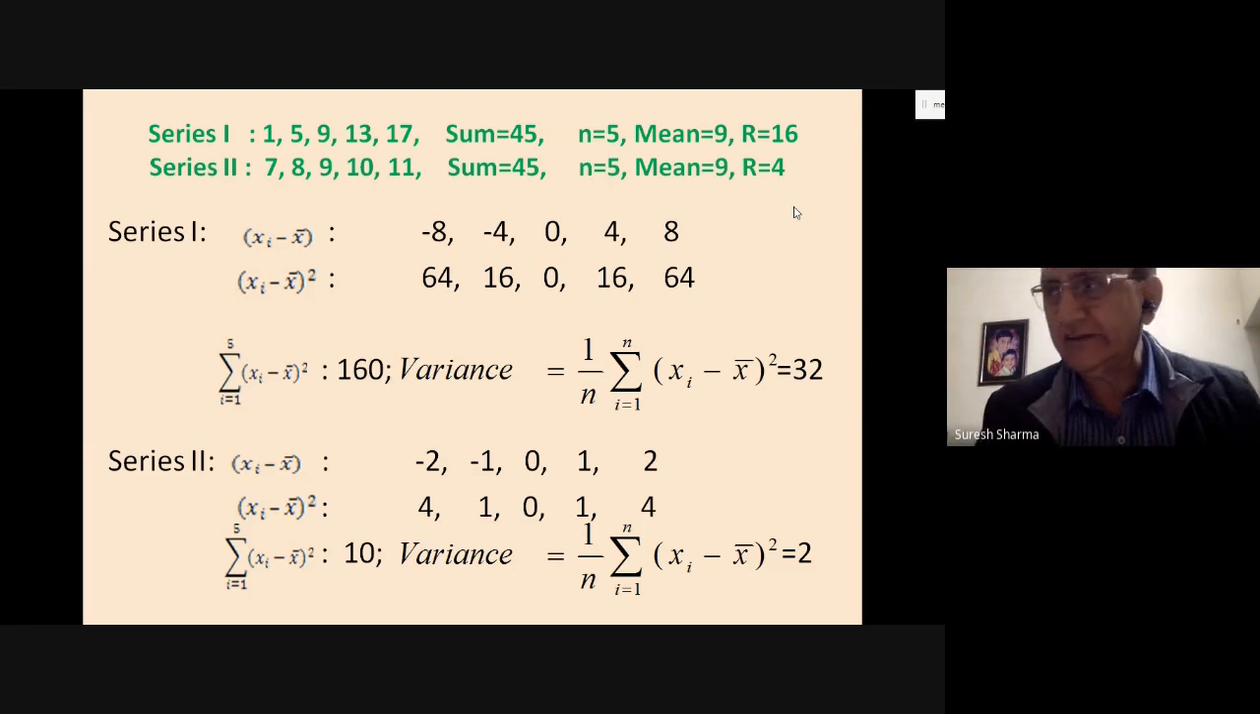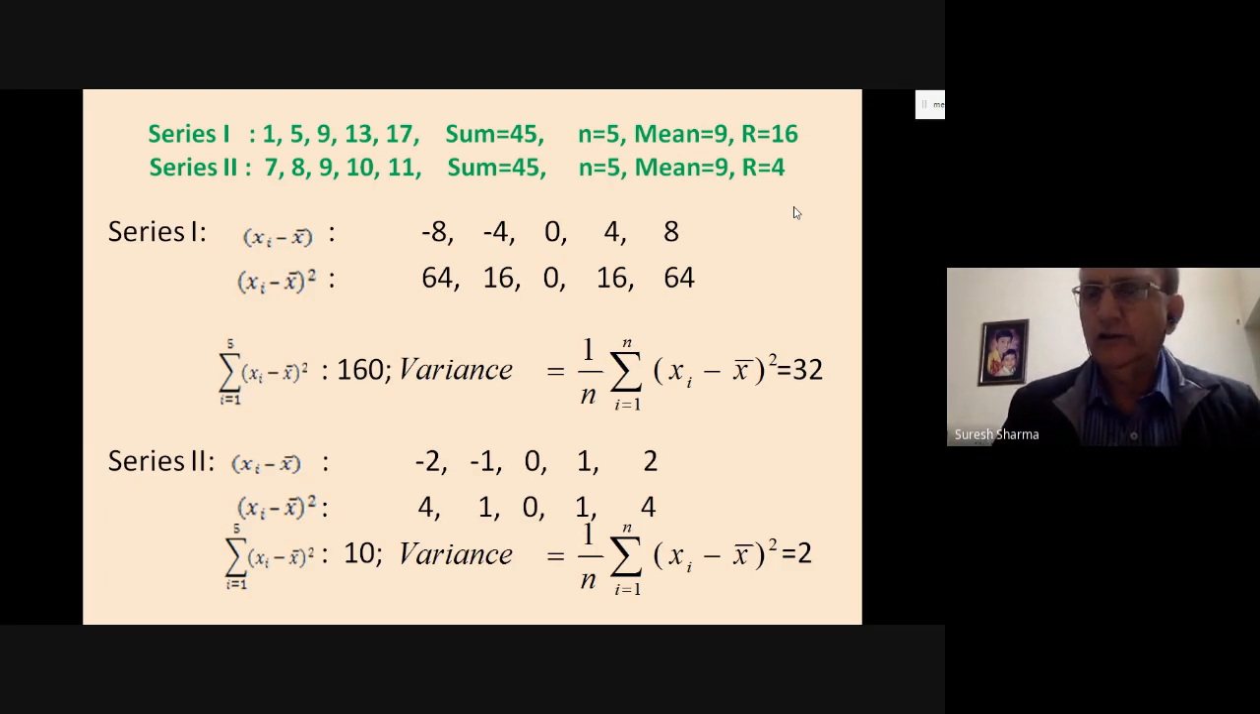Now, for those who are not from statistics, there is certain notation. In statistics, mean is denoted by the symbol X bar. Any observation is denoted by Xi, meaning the ith observation. For example, in series 1 data, put i equal to 1, so X1 is 1, X2 is 5, X3 is 9, X4 is 13, X5 is 17. Similarly, for series 2 data, X1 is 7, X2 is 8, and so on. And the mean is 9. Hopefully, you now understand the notation.